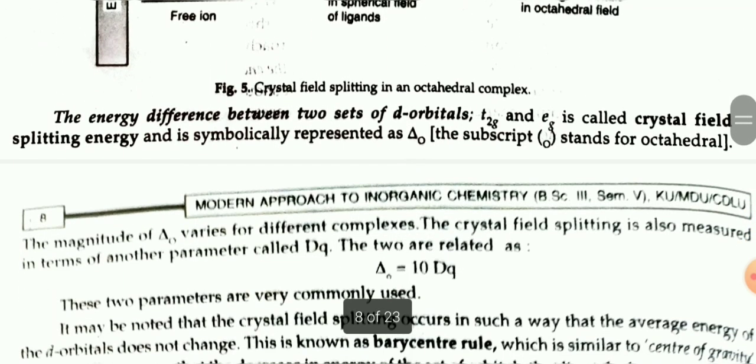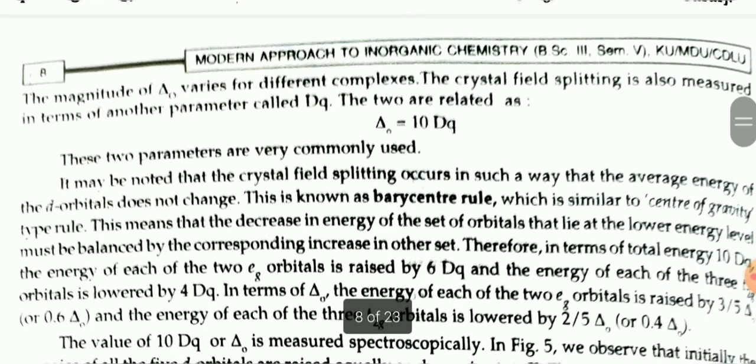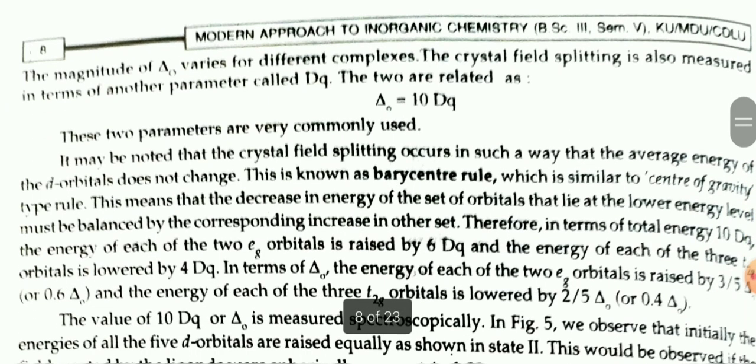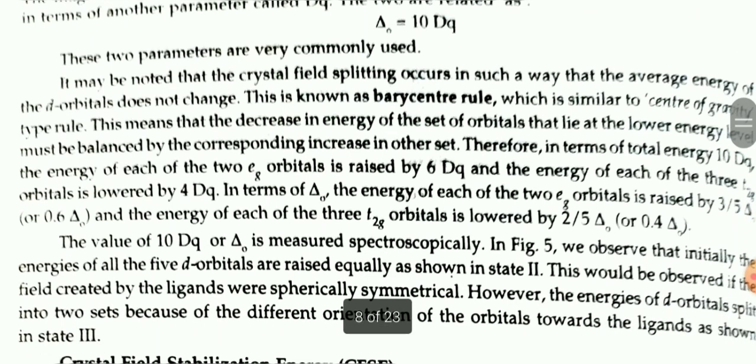The energy difference between two sets of d orbitals, T2g and Eg, is called crystal field splitting energy and is symbolically represented as delta naught, where the subscript stands for octahedral. The magnitude of delta naught varies for different complexes. The crystal field splitting is also measured in terms of another parameter called Dq. The two are related as delta naught equals 10 Dq. These two parameters are very commonly used.